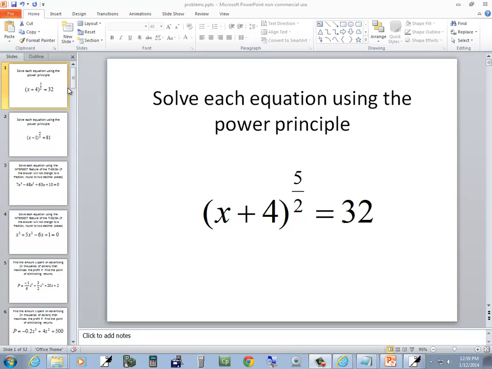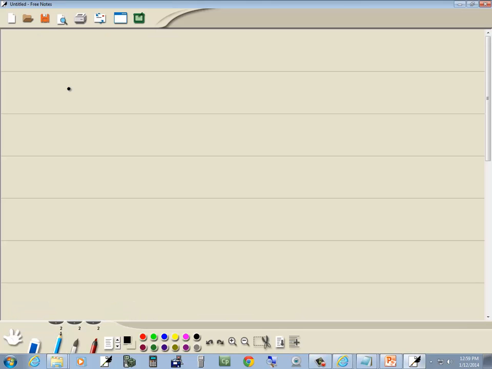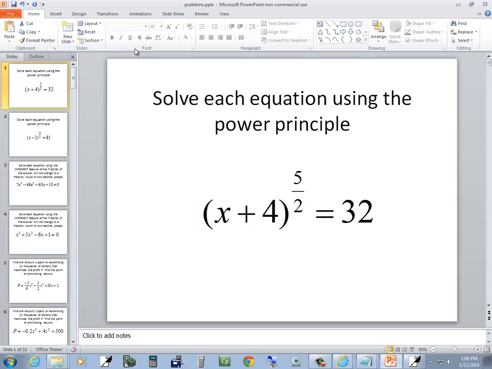Take a look at this problem. We got (x plus 4) to the 5/2 power equals 32. And the instructions say solve each equation using the power principle.